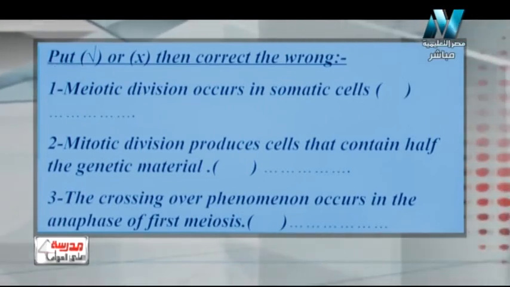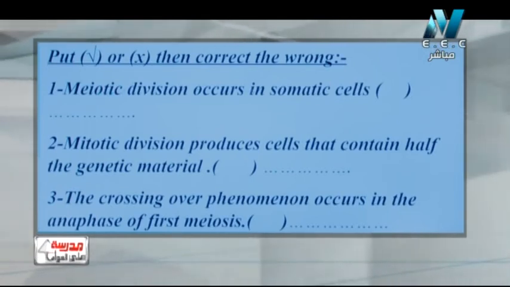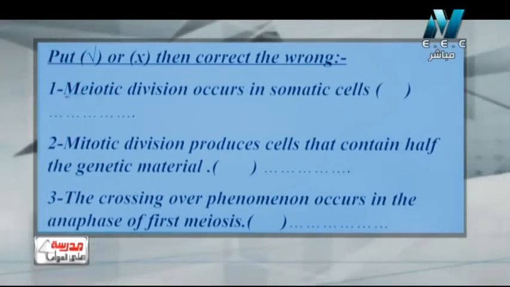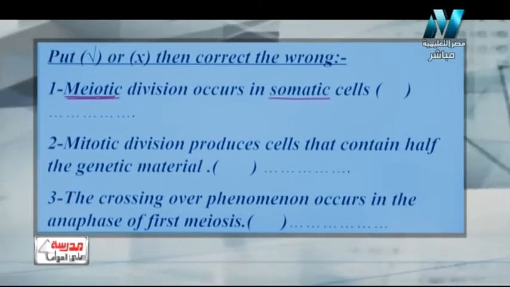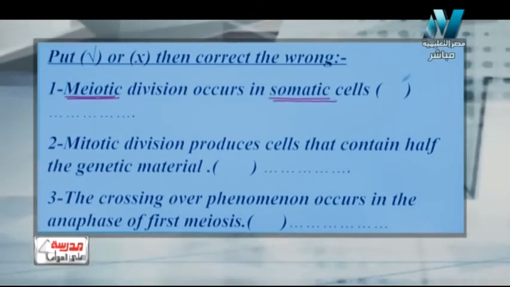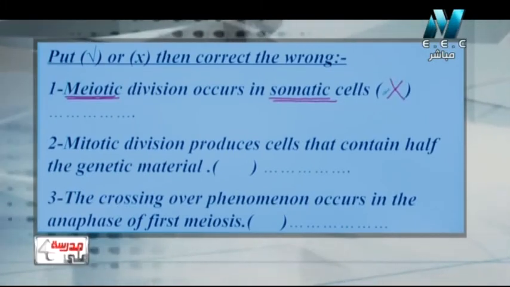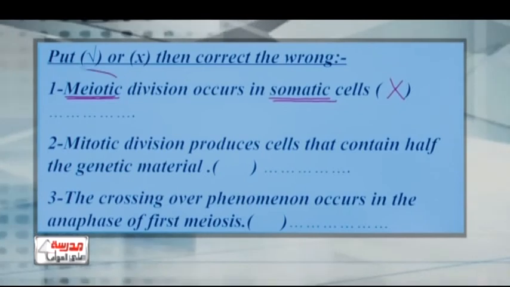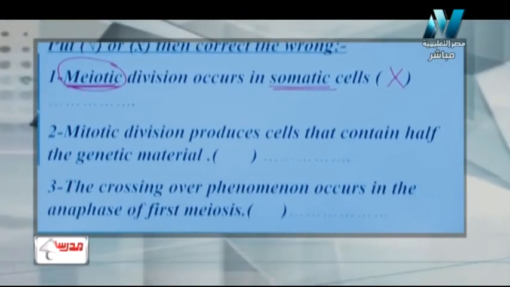Question: right or wrong, then correct the wrong one. It says meiotic division occurs in somatic cell. We know meiotic division as meiosis division takes place in somatic cell. So we have the answer: wrong, because meiotic division occurs in reproductive cell. Or we can use: mitotic division occurs in somatic cell.